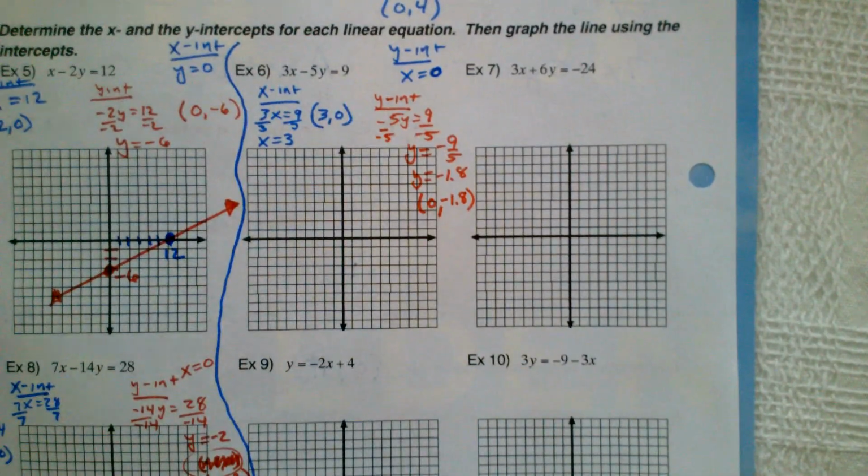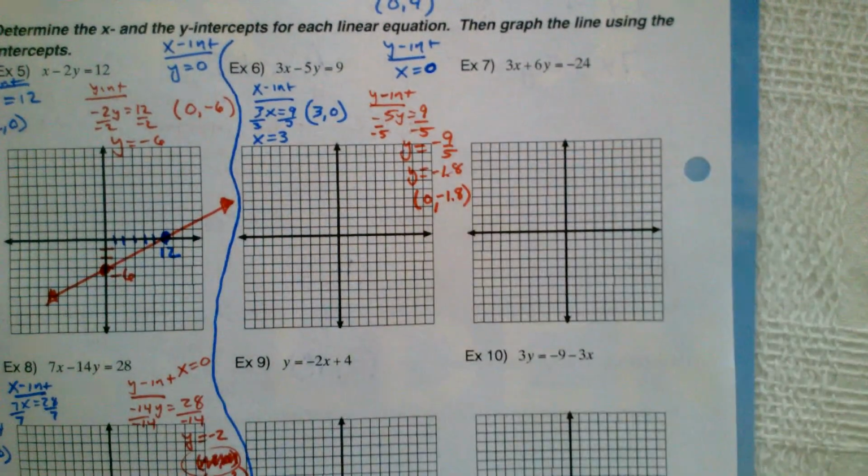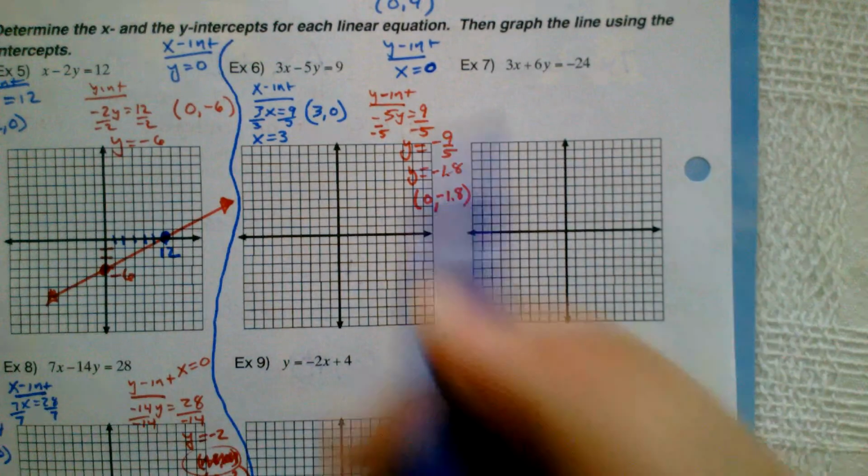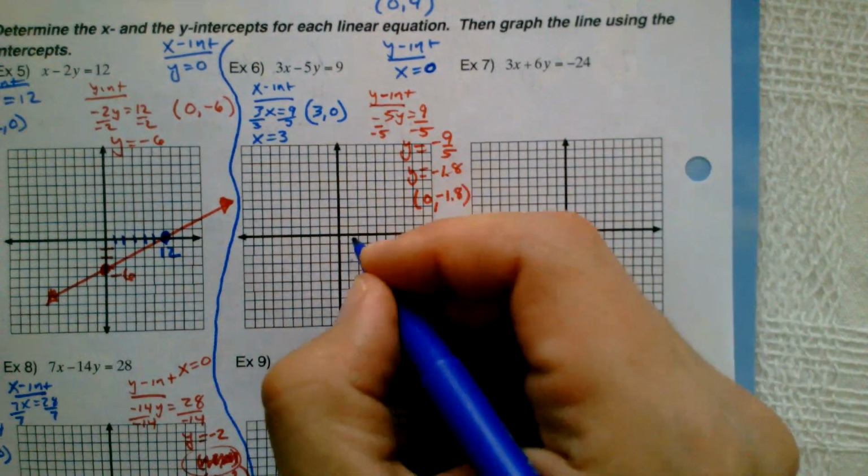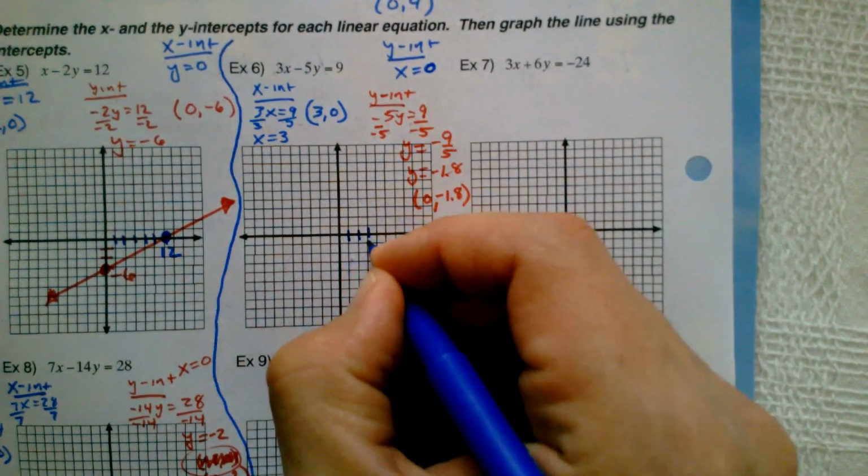Okay. So just negative 9 divided by 5, that's negative 1.8. And now I can graph this guy pretty easily. Okay, so 3, 0 in blue. Count over 1, 2, 3.